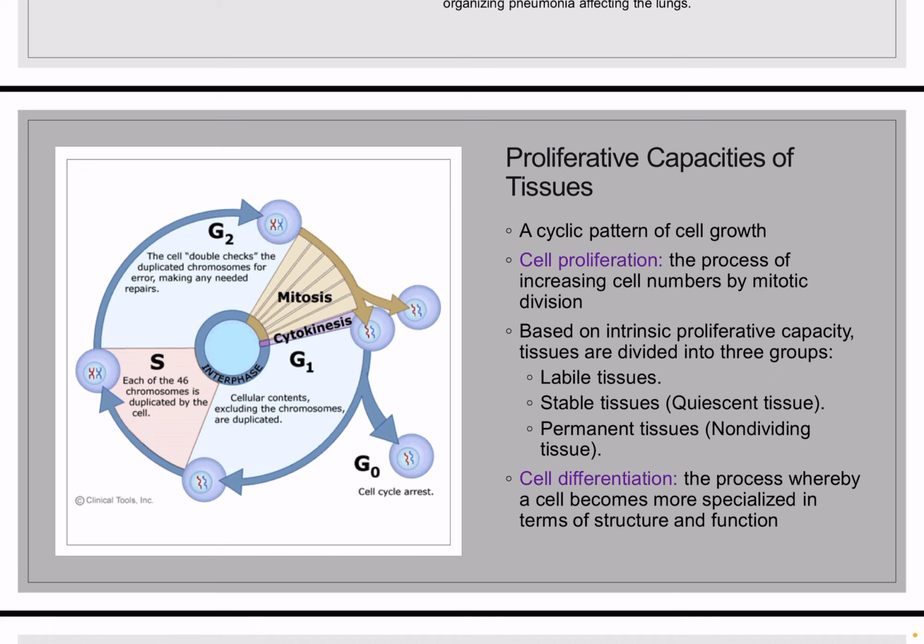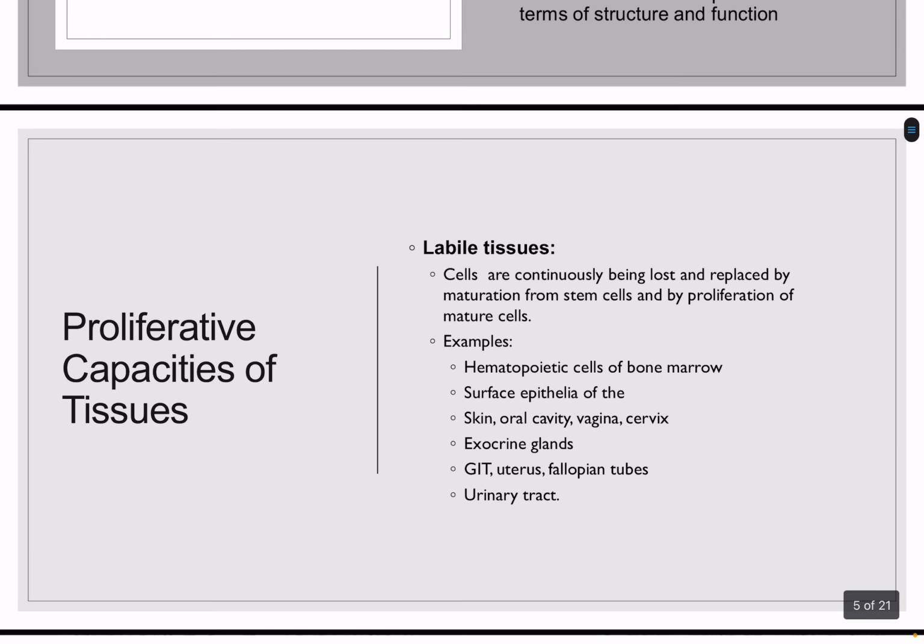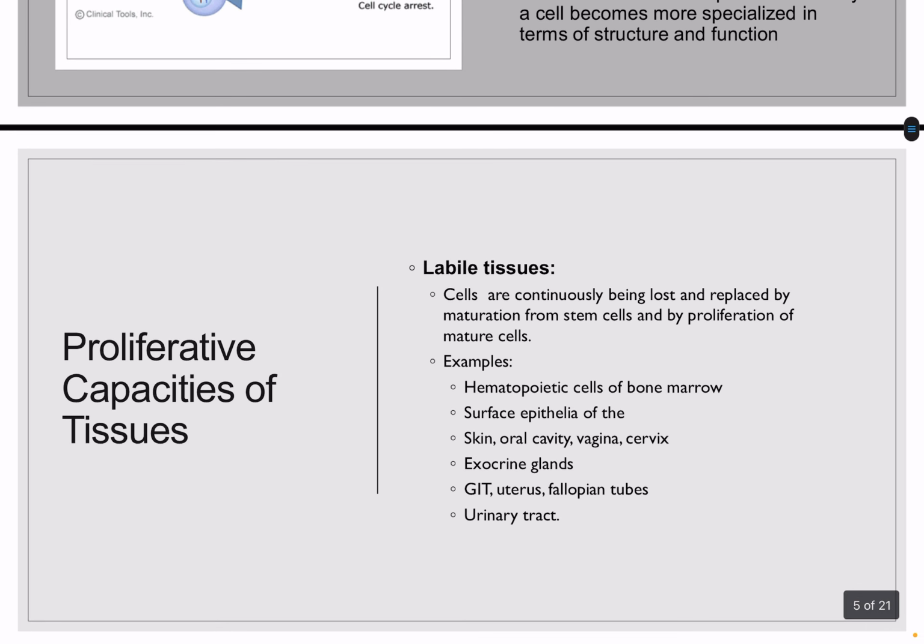Let's discuss these tissues which we classified based upon their ability to proliferate. So labile tissues are those which are continuously dividing. Why are they continuously dividing? Because old mature cells are dying. They are continuously being lost. Skin cells, epithelial cells. Continuously the old cells are dying. And if the old cells die and we have no more new cells, that organ or tissue will finish, isn't it?